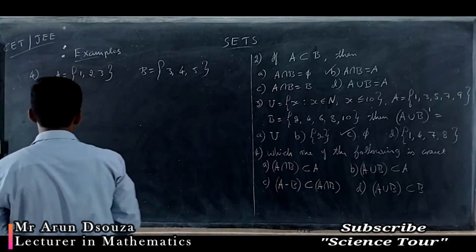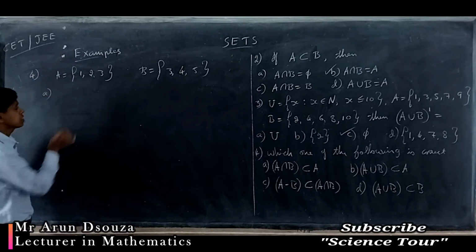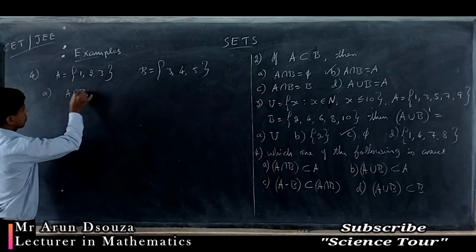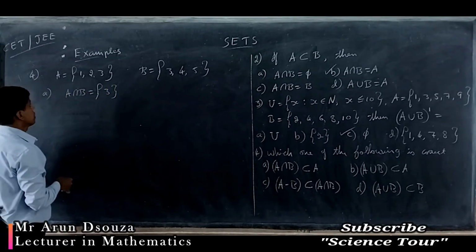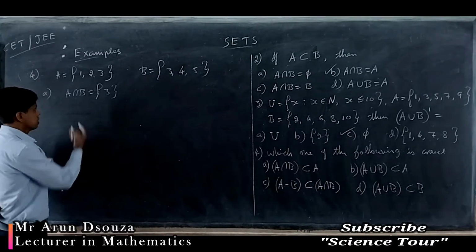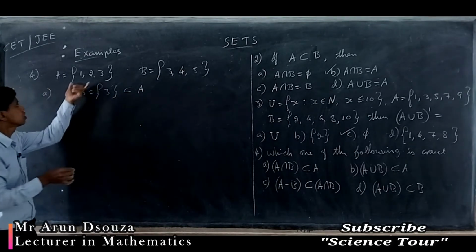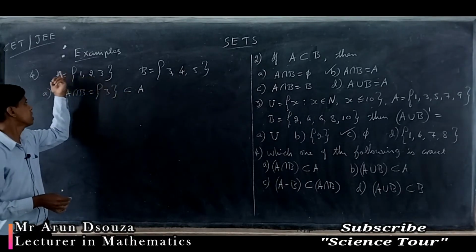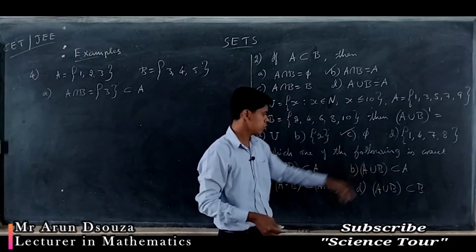Okay, now first option, what is the first option? A intersection B. Well, now I have got 3. Now is it a subset of A? Is A intersection B a subset of A? Yes, this is a subset of A. This is a smaller set of A. So the first option is right. Let us go for the second.